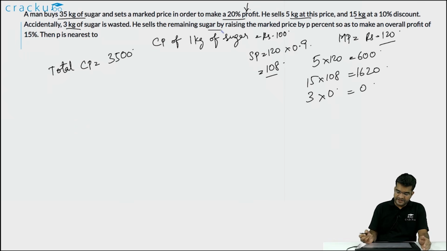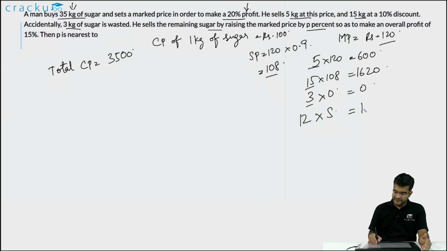And he sells the remaining sugar by raising the mark price by p%. What is the remaining amount of sugar? That is 35 minus 5 minus 15 minus 3. The total amount of sugar that is sold or accidentally lost is 15 plus 5, that is 20, plus 3, that is 23. So there are 12 kgs remaining. Let us assume that the selling price of these 12 kgs is S.